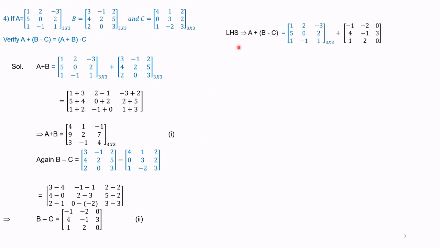Now, on the left hand side, we are required to find A plus B minus C. A is the given matrix 1, 2, minus 3, 5, 0, 2, 1, minus 1, 1. It is written here as A. Plus is there, and within brackets we have to write B minus C. B minus C is given by equation 2. Therefore, we have copied this matrix here: minus 1, minus 2, 0, 4, minus 1, 3, 1, 2, 0.